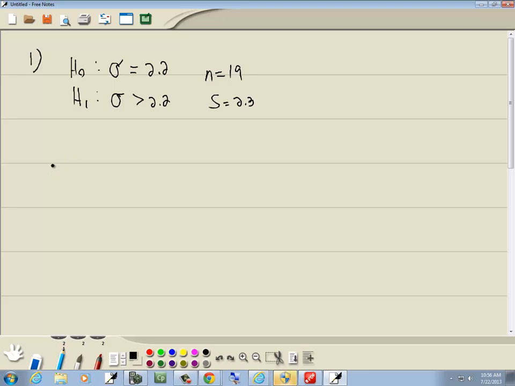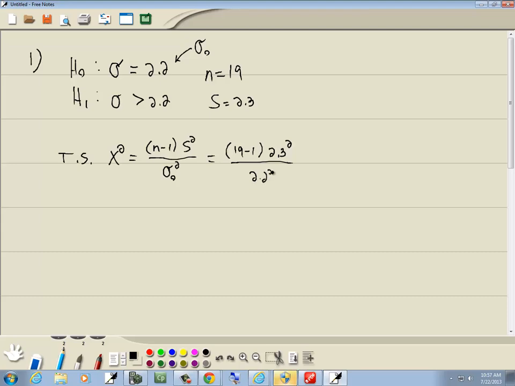Okay. Well, our test statistic, the chi-square, is equal to n minus 1 times S squared over sigma naught squared. So we're going to have 19 minus 1 times S, 2.3 squared, over sigma naught, which is 2.2 squared.